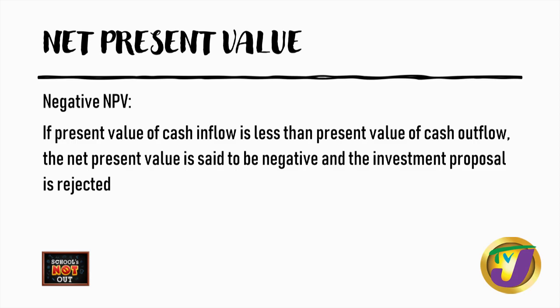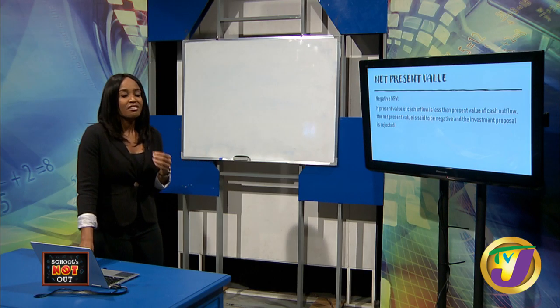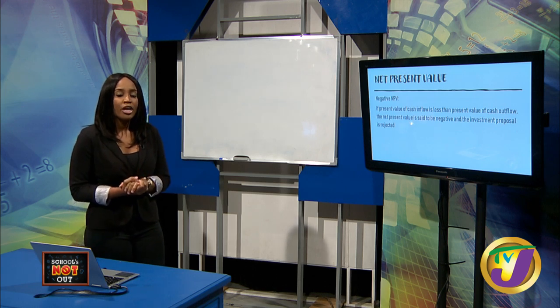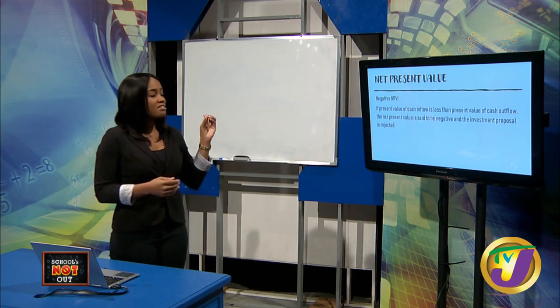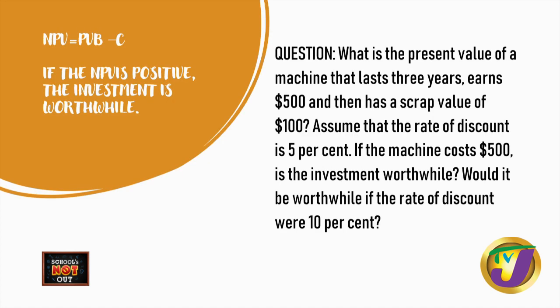Now, if the net present value is however negative, it simply means that it's going to cost the firm more to acquire the machine. So this means that the present value of cash inflow is less than the present value of cash outflow. So they're going to have to spend a greater amount of money to purchase the machine than it will be worth to them. So if the net present value is negative, then the firm should not go ahead with this investment.